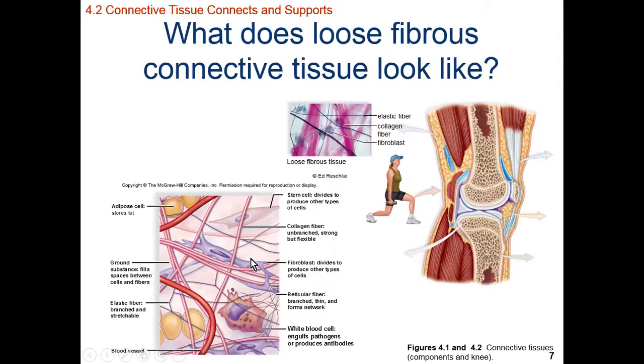In purple, we can see here is a fibroblast. This fibroblast makes the fibers. And you can see these purple dots. Those represent the nuclei of the fibroblasts in this photomicrograph of loose areolar connective tissue, or just loose fibrous connective tissue.